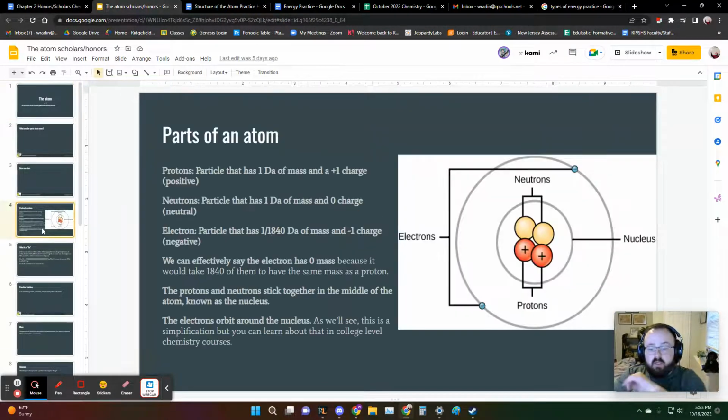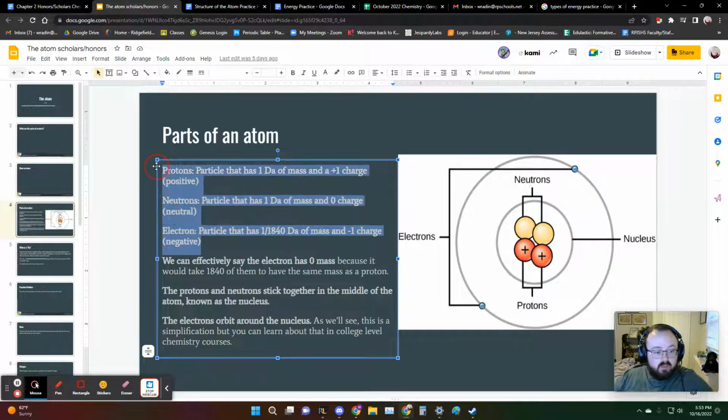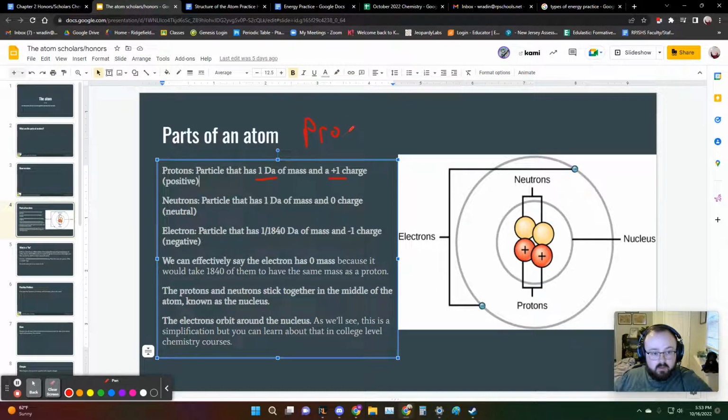And I have it in this slide here, so this is slide number 4. But the key idea here, and I bolded this, is that protons have a mass of 1 Dalton and a charge of +1. So you can think of this like a proton has a plus, right? It's a proton, it has a plus. You need to memorize this. And we can see our protons here in the middle. They have plus signs because their charge is positive.